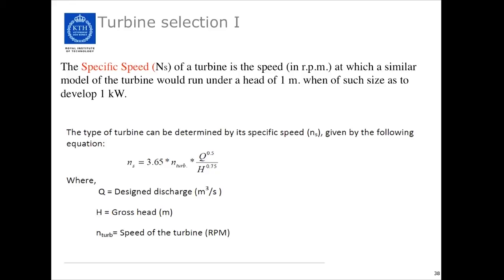And the type of turbine is determined by the specific speed, and the specific speed can be calculated with the following equation, where Ns is the specific speed, and this is given by 3.65 times the turbine speed into the discharge to the power 0.5, divided by head to the power 0.75.